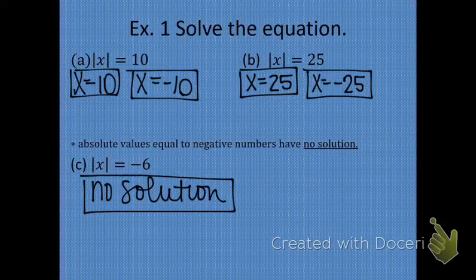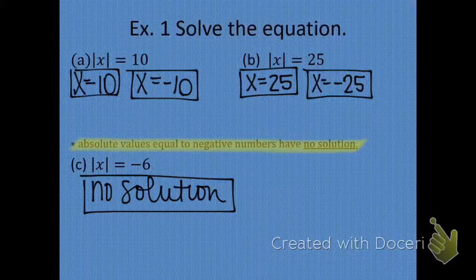So I want you to highlight the sentence that you see above C. Absolute values equal to negative numbers have no solution. Because I want you looking for it. When I give you that quiz on Monday or I give you that test next Wednesday, I want you looking. Absolute value problems. Is it equal to a negative number? Because that's easy. No solution. I'm finished. Go ahead and highlight letter C and negative 6. Anything that's going to make it stand out to you when you're studying this lesson for your quiz and your test.